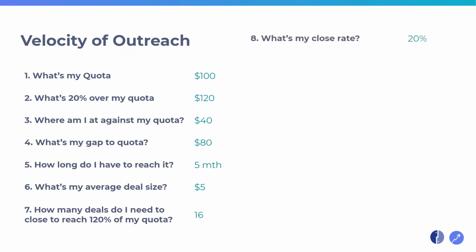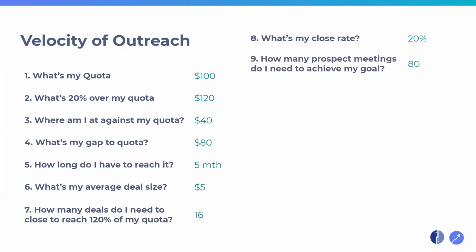What's my close rate? You'd be shocked, Jason, how many salespeople we ask this question to that don't even know the answer. I'd probably be less shocked than you think. In this sample overview, let's go with 20%, the standard number that most people apply. So what does this all mean? It means we have 80 prospects.